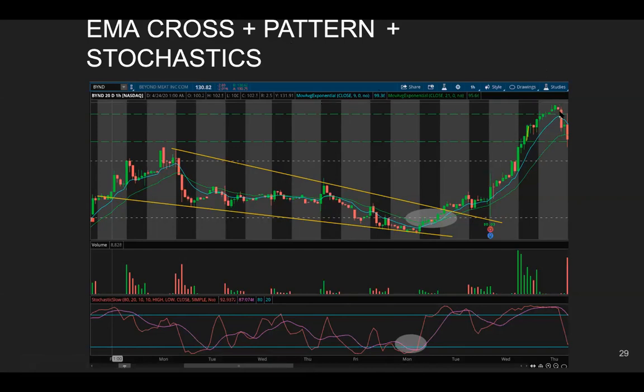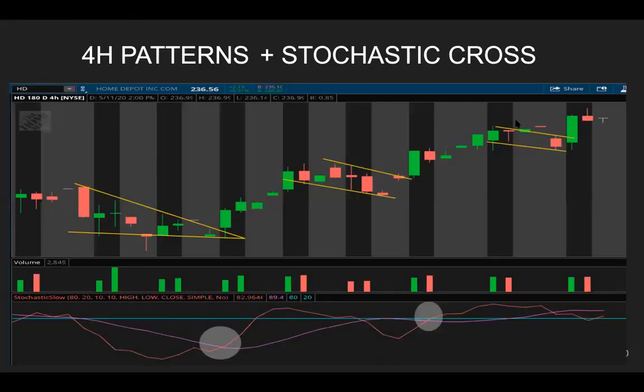Look how much it moved up. 4-hour patterns plus stochastics crossing. If you were able to identify these patterns, wouldn't it be easier for you to trade breakouts?